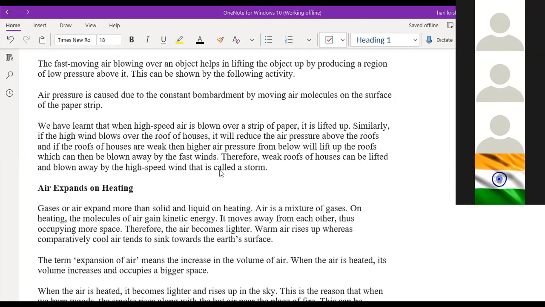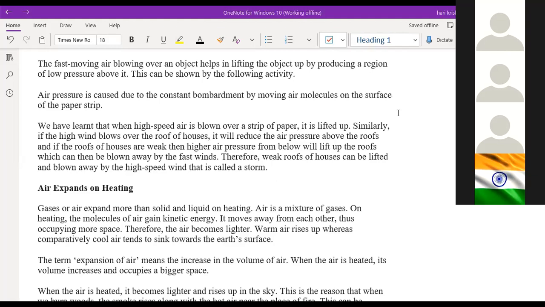Yes, Raghav. Yes, sir. We have learned that when high-speed air is blown over a strip of paper, it is lifted up. Similarly, if the high wind blows over the roof of houses, it will reduce the air pressure above the roofs, and if the roofs of houses are weak, then higher air pressure from below will lift up the roofs, which can then be blown away by the fast winds. Therefore, weak roofs of houses can be lifted and blown away by the high-speed wind that is called a storm.